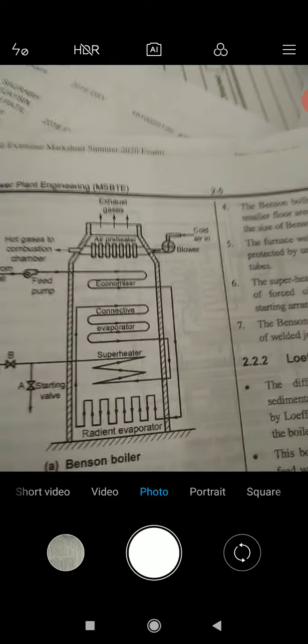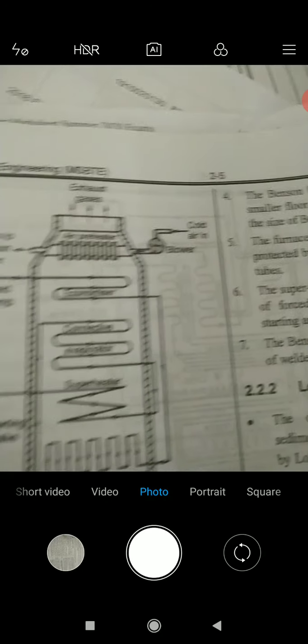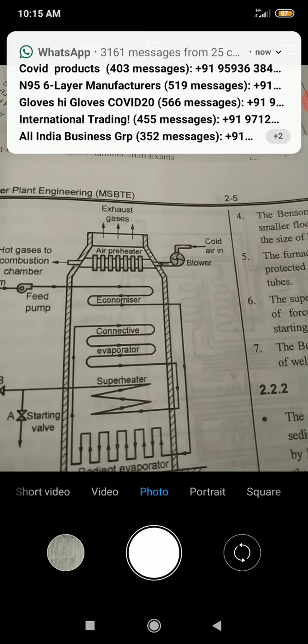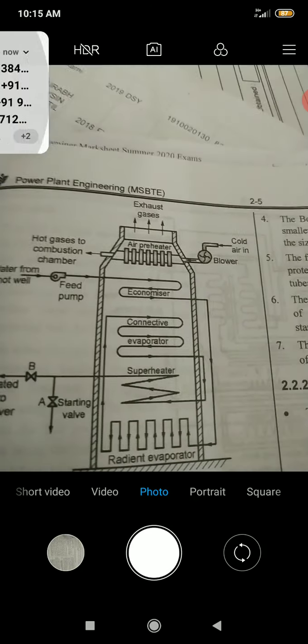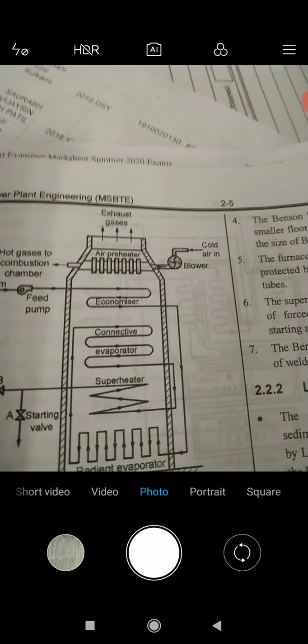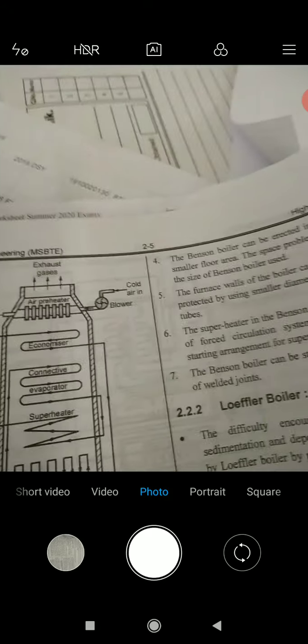Now we study the Benson boiler. The main difficulty experienced in the Lamont boiler is the formation and attachment of bubbles on the inner surface of the heating tubes. The attached bubbles on the tubes reduce the heat flow and steam generation, as they offer higher thermal resistance than the water film.